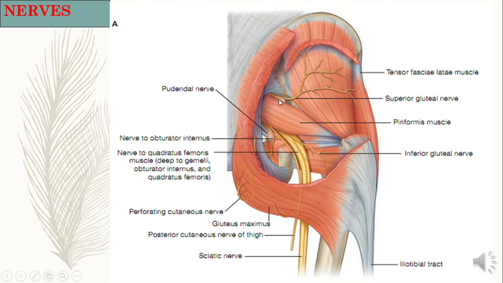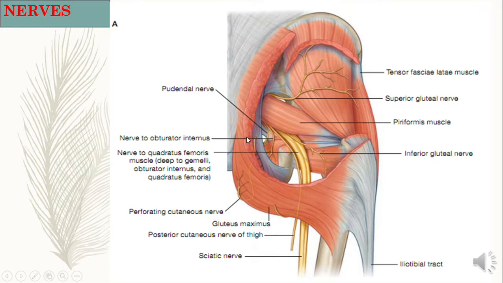The superior gluteal nerve passes between the gluteus medius and minimus. Here you can see the cut part of gluteus medius. So this is traveling between these two muscles and supplying these muscles, and in the end it reaches the tensor fasciae latae muscle and ends in supplying it. Inferior gluteal nerve enters the gluteal region passing below the piriformis muscle, and then it divides into several branches to supply the gluteus maximus muscle.